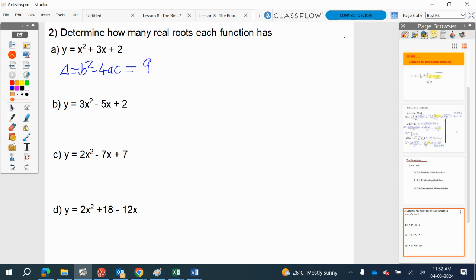B squared is 9, minus 4ac. What's 4 times 2? Yes, minus 8. What's 9 minus 8? How many solutions? So this is greater than 0, which implies that the discriminant is greater than 0, which implies 2 real solutions.